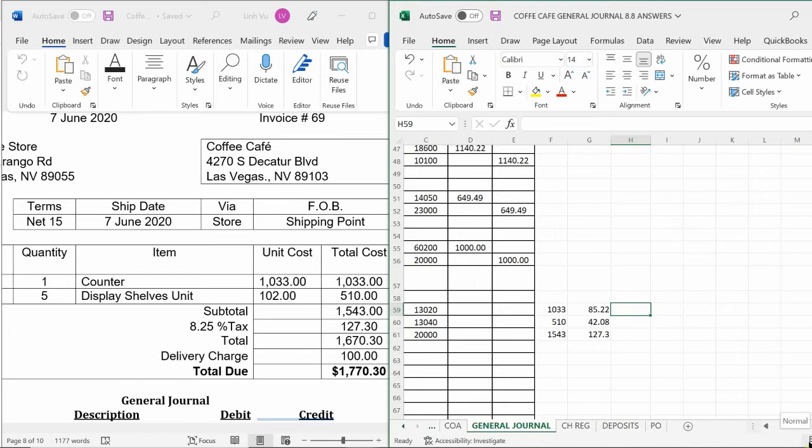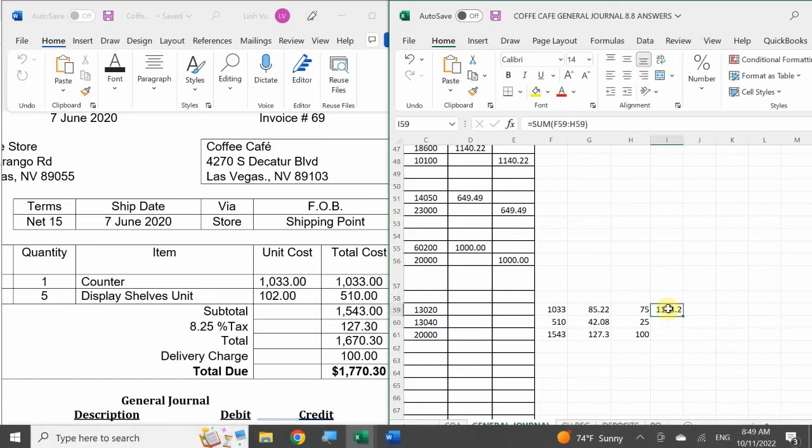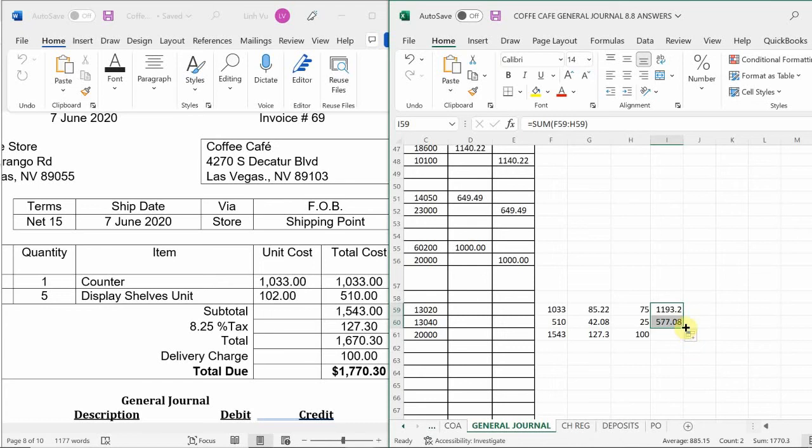I want 75% of the shipping cost to go to the counter. How much did they charge me for shipping? $100. What's 75% of $100? $75. That means $25 is going to go towards the display shelf. So in this case, let's tally up our totals, so we can figure out how much each of the items are. So this is for my counter. This is my display shelves. And then this is the grand total.